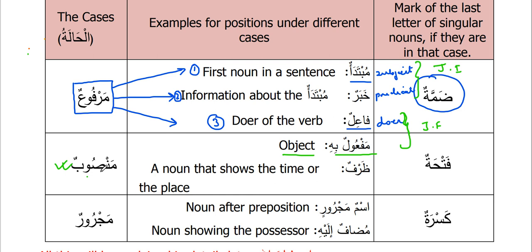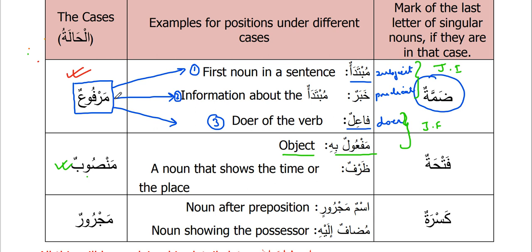But this is another position we will learn afterwards. Because the object in Jumla Fi'liyah falls in this category, I have to touch maf'ul bihi also in this lesson. Otherwise, I would have done this in the next lesson. But as it is found in Jumla Fi'liyah, I have to do the object in this lesson. So you can see the main positions that we will learn are mubtada, khabar, and fa'il. So these are the main things we will do, only the Marfu case for now.